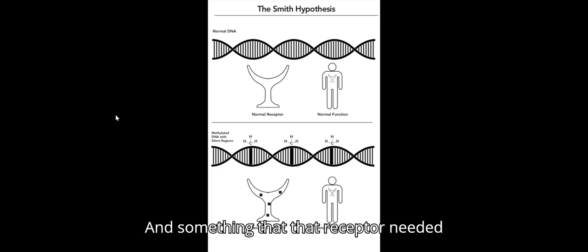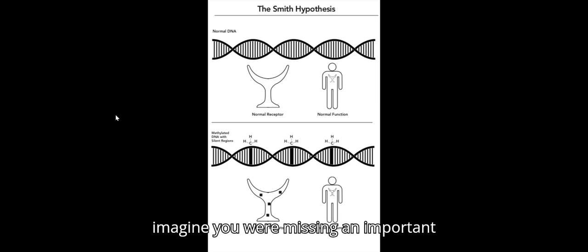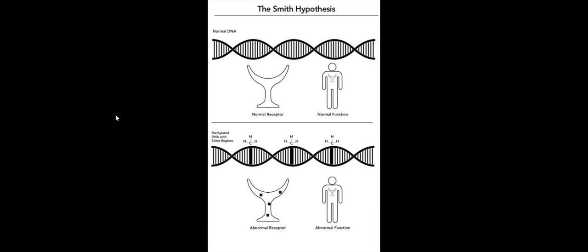Okay, and something that receptor needed, something that it didn't get. A widget, a part. Imagine you were missing an important part on your car. Imagine you're missing a steering wheel and you had to go to the grocery store, but you didn't have a steering wheel. How are you going to get to the grocery store without a steering wheel? You miss an important enough part, and you take the steering wheel off your car, and it's not going to function normally. You take one of the wheels off your car, it's not going to function normally.